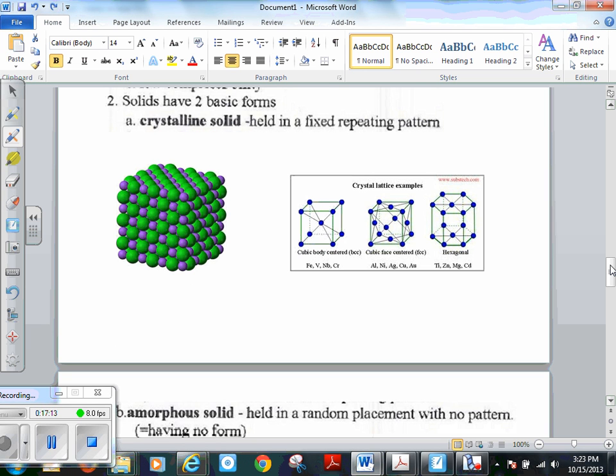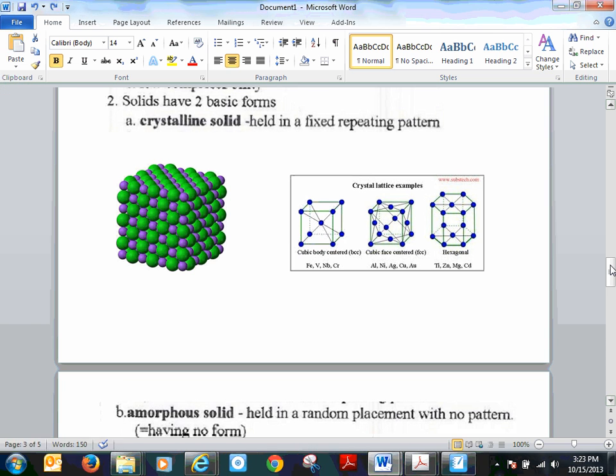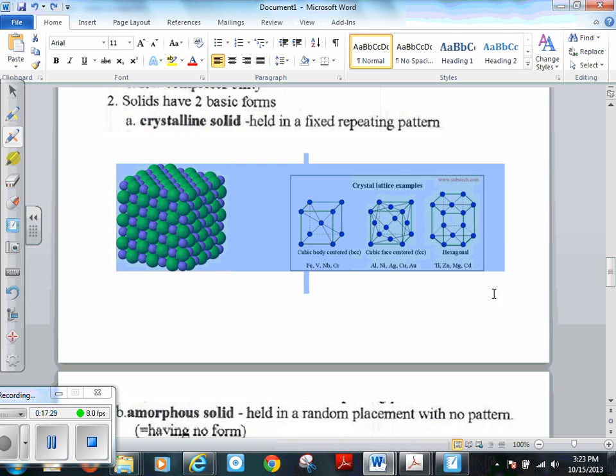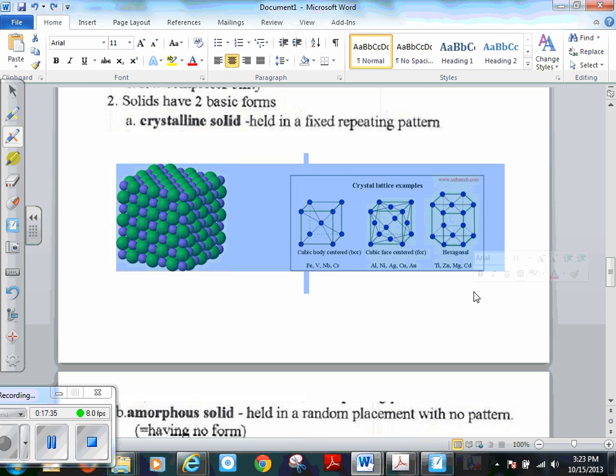This is what we would call a crystalline solid. Okay, so this guy right here is a crystalline solid. And these are some common crystalline shapes. Okay, this shows some common crystalline shapes. You'll study that in chemistry for sure.